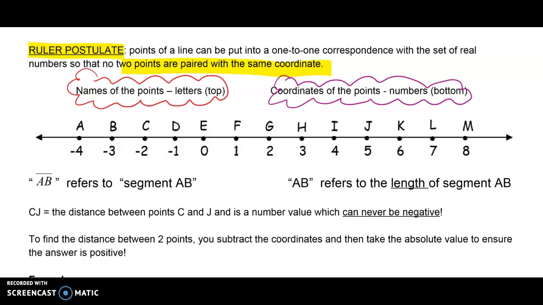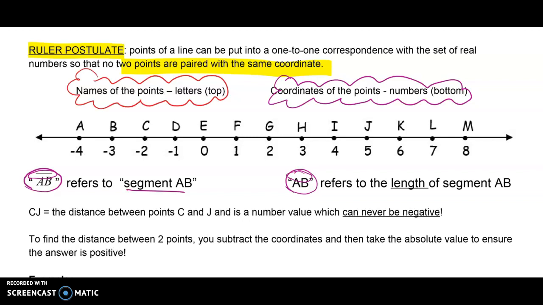Some terminology and the way we write things. We're now talking about segments. So when we have AB with just a little line on top with no arrows, so just a little segment, then we refer to that as segment AB. When we're talking about lengths of segments, then we no longer need the line. So we just put AB, and we know that we're referring to the length. So if there's a little line on the top, then it's called segment AB. If there's no line on top, it's the length of segment AB.